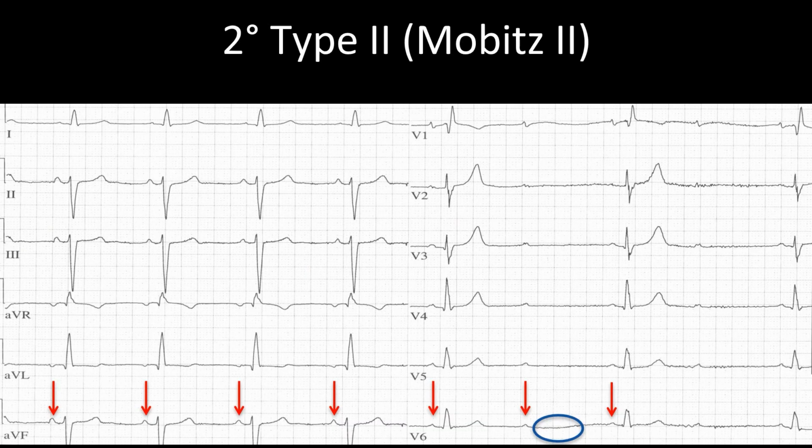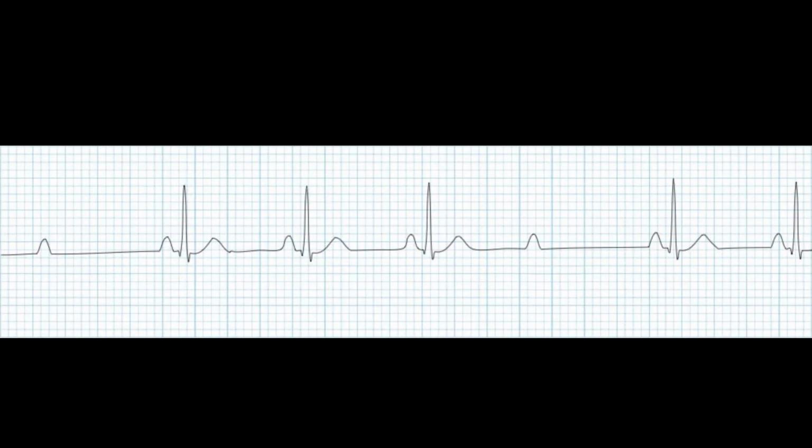If you compare the PR interval in the beat after the block to the beat before the block, they're exactly the same. There is no prolongation of the PR interval. This is another example from a strip. Again, you see that suddenly there's a P wave without a QRS complex following it, and there was no prolongation of the PR interval before this happening. So this is second-degree type 2 AV block.